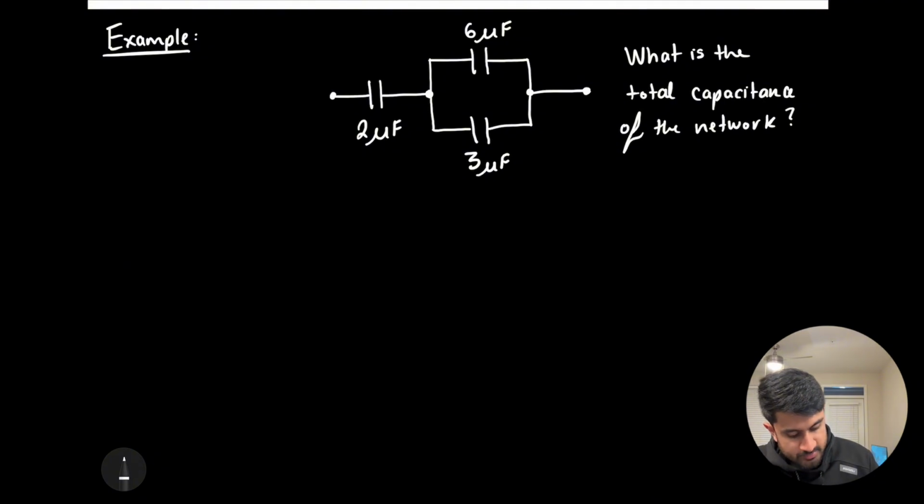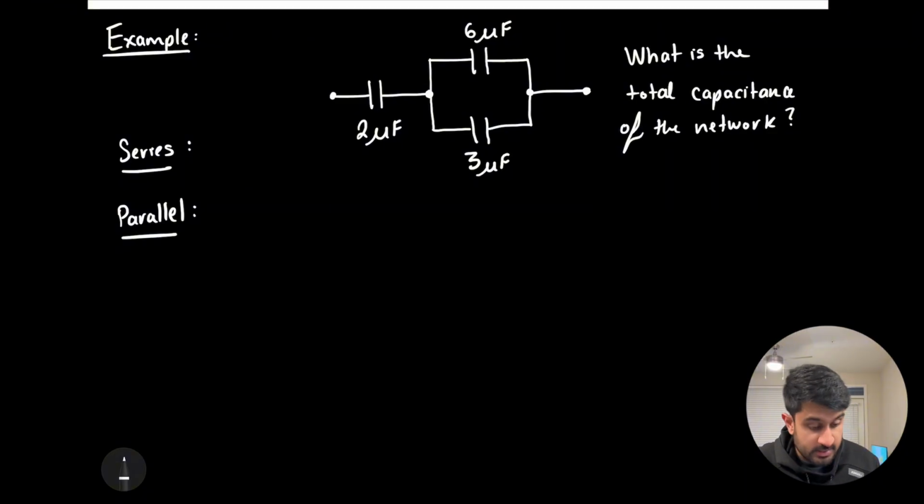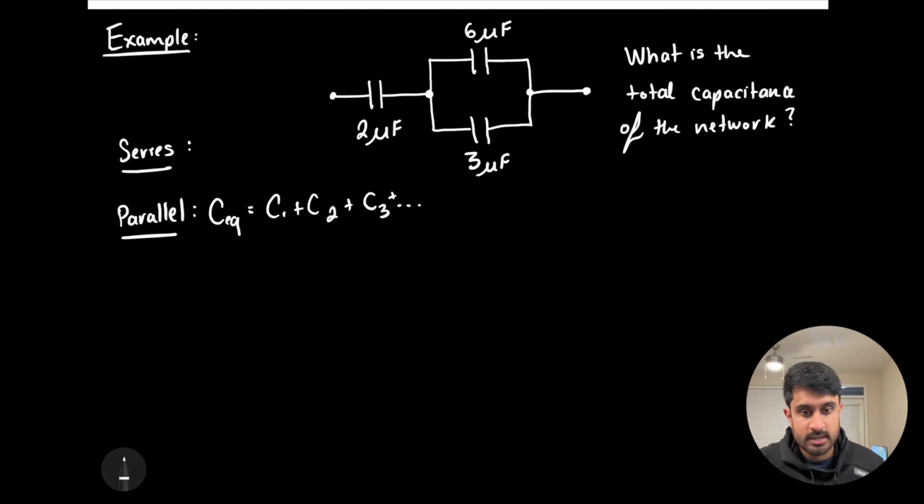In this case, what we have to know is series versus parallel. It's often easier to look at the parallel situation. If we have several parallel capacitors, let's call them C1, C2, C3, the equivalent capacitance is going to be equal to C1 plus C2 plus C3, and so on until you finish all those parallel capacitors. Likewise, when you're looking at series capacitors, 1 over the equivalent capacitance is equal to 1 over C1 plus 1 over C2 plus, and so on.